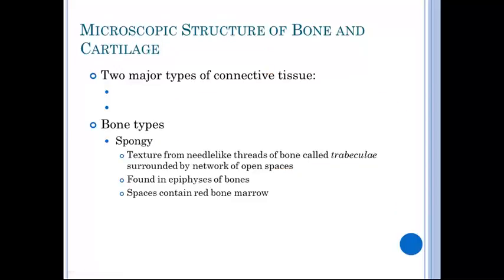There are 2 main types of connective tissue. We have bones, and then we have cartilage. We also have 2 different types of bones. We have dense, and then we also have spongy bones. Spongy bone has needle-like threads of bone called trabeculae, surrounded by a network of open spaces. Spongy bones are typically found in the epiphyses of the bones, and the space contains red bone marrow. Red bone marrow is responsible for red blood cell production.